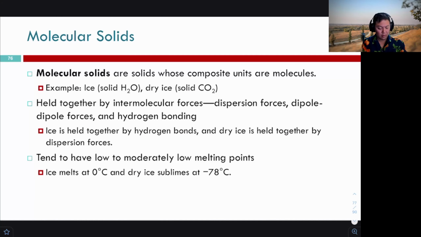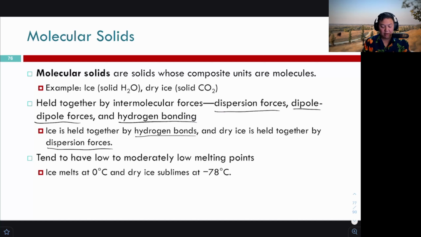Molecular solids are solids whose composite units are molecules again, so something like ice or dry ice, which is made of CO2. They're held together by intermolecular forces that we just covered: dispersion, dipole-dipole forces, and hydrogen bonding. Ice in particular is held together by hydrogen bonds, whereas dry ice is just held together with dispersion forces.